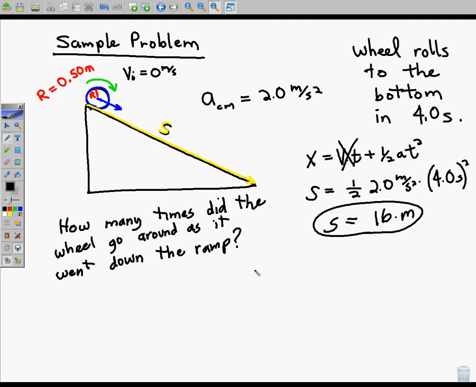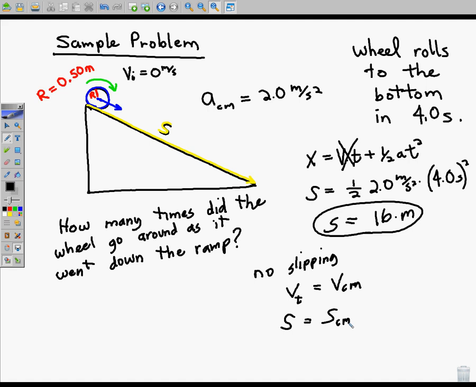Now, if there's no slipping, which we can assume since they didn't mention anything about slipping, then just like we could say that the tangential velocity of a point on the surface is equal to the velocity of the center of mass, we can also say that the arc length S that a point on the outside went around is equal to the distance that the center of mass went down the ramp.